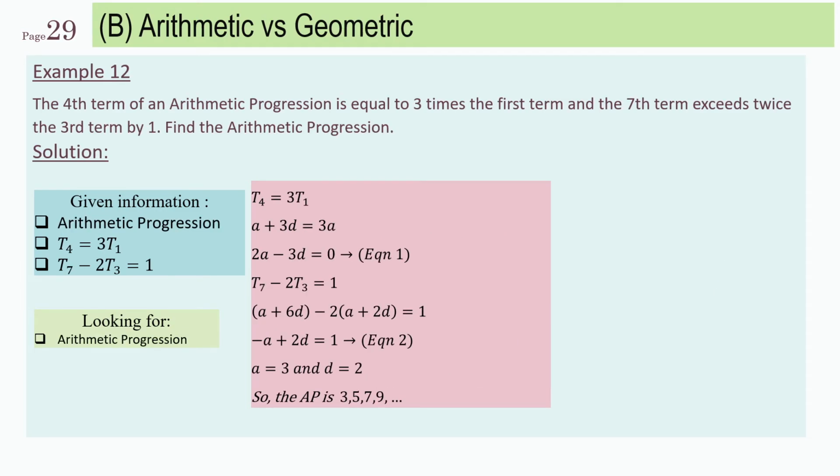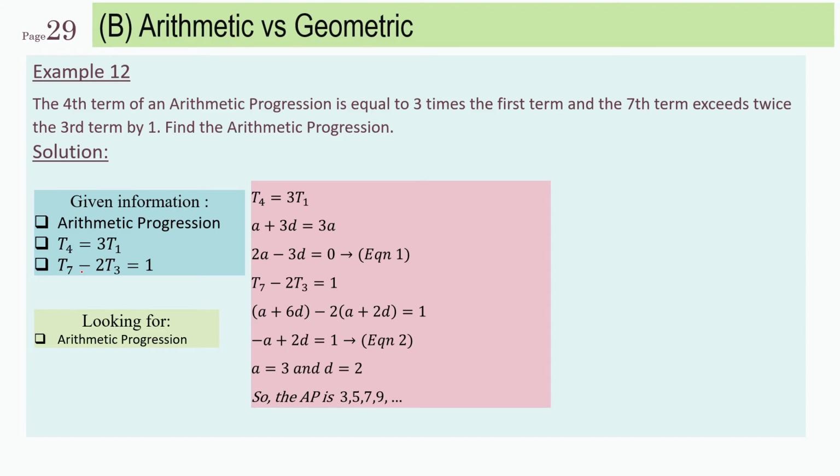Okay, then example 12, the fourth term of an arithmetic progression. Sorry, in SPM you use the term progression, or in some books they use progression, but in our module we use sequence, so they are interchangeable. The fourth term of an arithmetic progression is equal to 3 times the first term. So T4 equals 3 T1, and the seventh term exceeds, in Malay we call it melebihi, the twice of the second term.